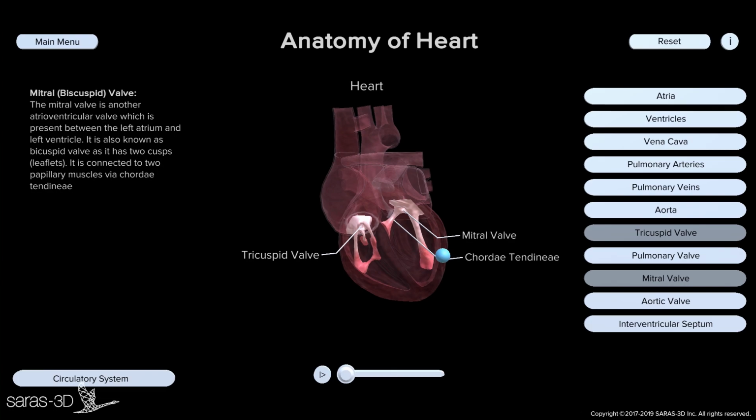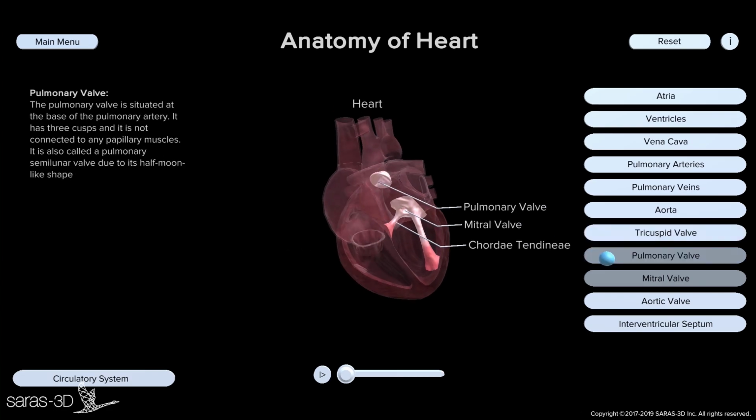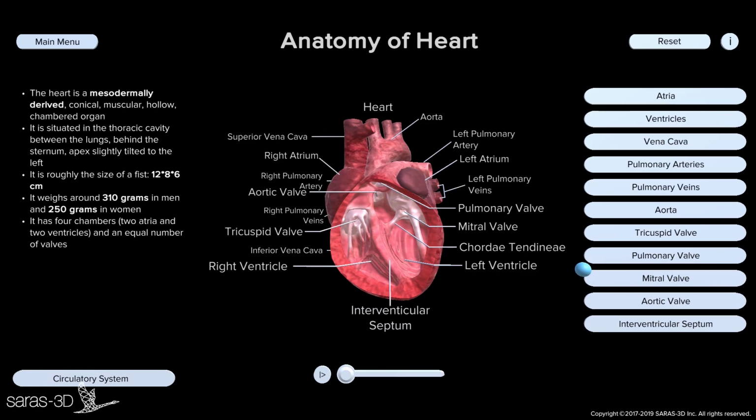When the ventricles contract, these valves close due to the change in pressure. So these get closed and the ventricles push the blood through the corresponding veins and arteries. Now there are 2 other valves, which are known as semilunar valves.